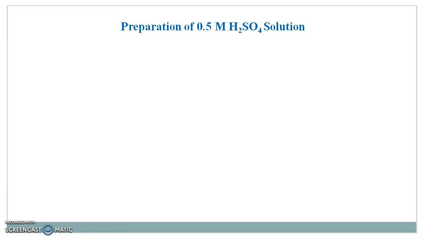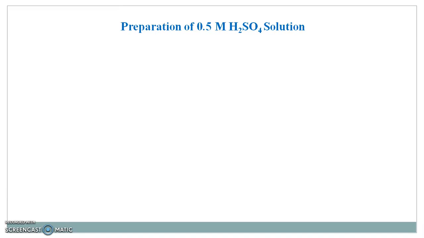We prepare the required concentration of sulfuric acid solution by using the concentrated sulfuric acid which is available in our laboratory. The laboratory concentrated sulfuric acid has a molarity of 18.4, or a normality of 36.8. So you have to consider this and prepare the required concentration of sulfuric acid solution.